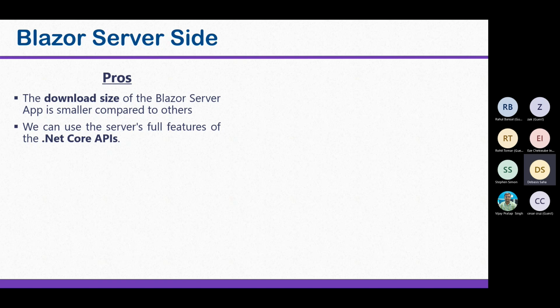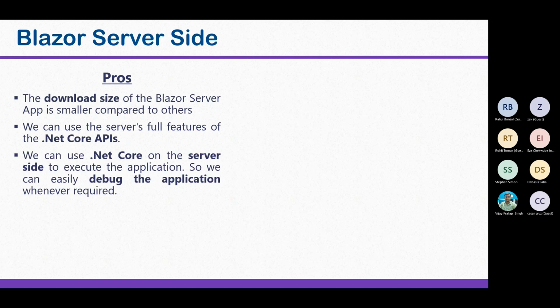We can use the server's full features of .NET Core APIs, because all the code is running on the server side, so you can use all the functionalities of .NET Core and C#. We can use .NET Core on the server side to execute the application, so we can easily debug it whenever required. If we want to debug the application to identify the root cause of a failure, as we are developing entirely server-side code, we can easily debug it, just like other C# applications or APIs we already work with.